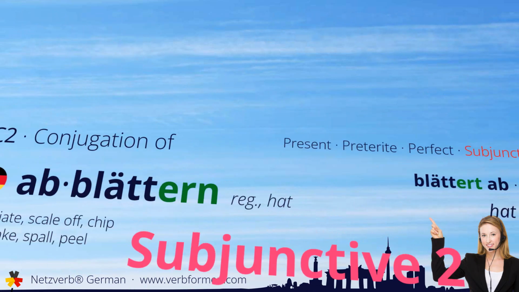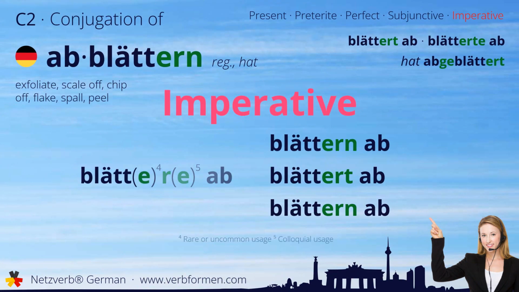And finally, we'll cover the imperative. Blättere ab du. Blättern ab wir. Blättert ab ihr. Blättern ab sie.